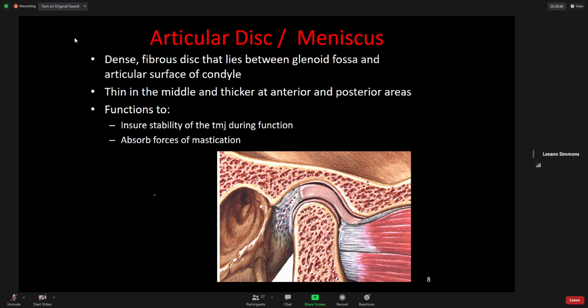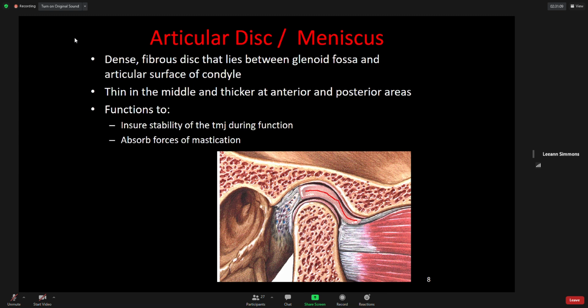Okay, so the disc, the articular disc or meniscus, is this kind of curvy structure right here in the middle of the joint. It's a cool looking little structure here, okay? It's a dense fibrous disc. It exists between the fossa and the articular surface of the condyle. And it's very thin in the middle and thicker in its anterior and posterior regions.